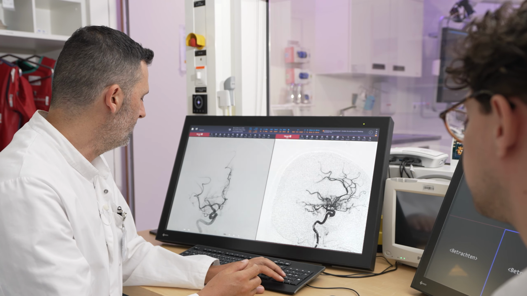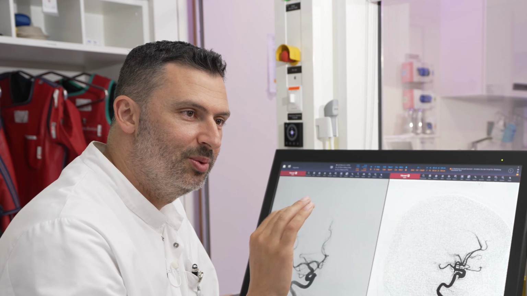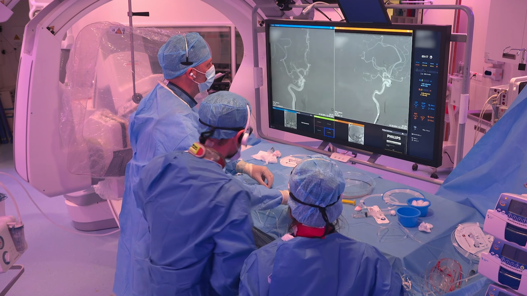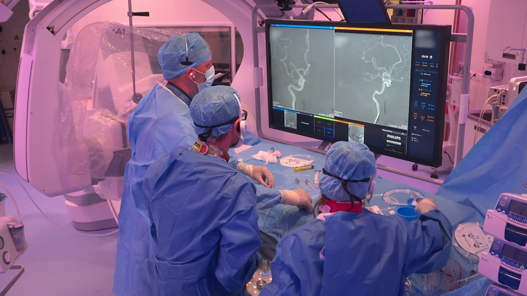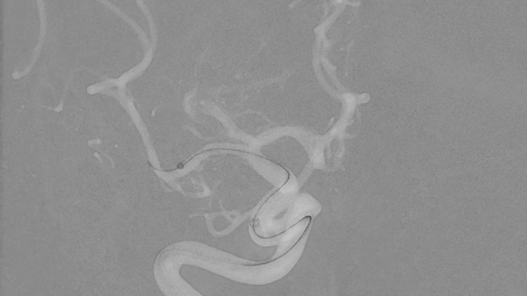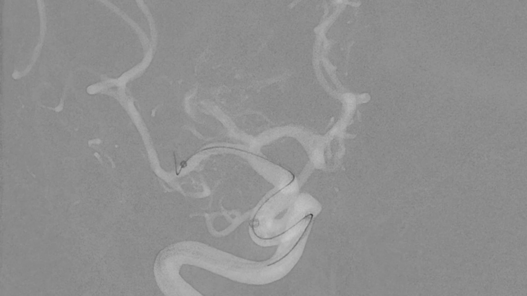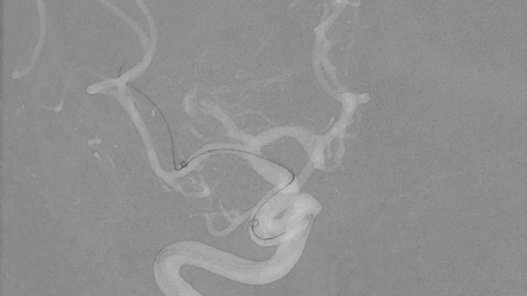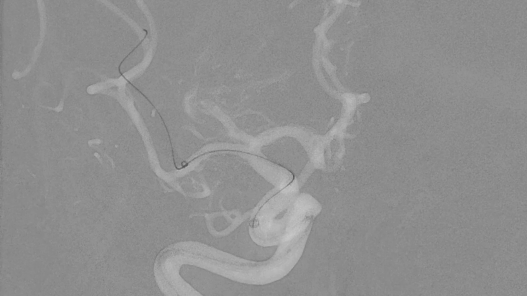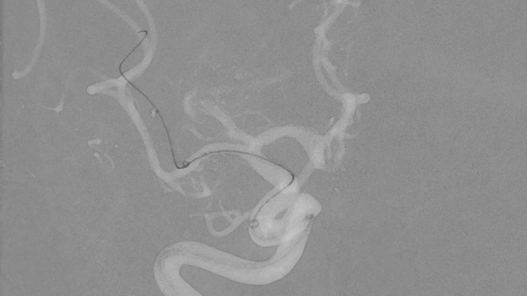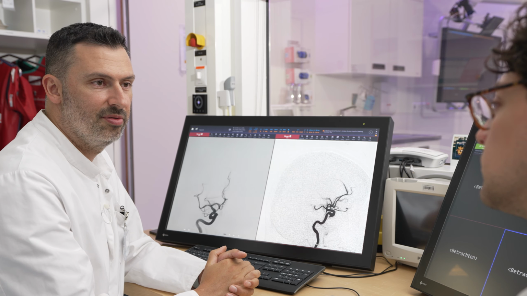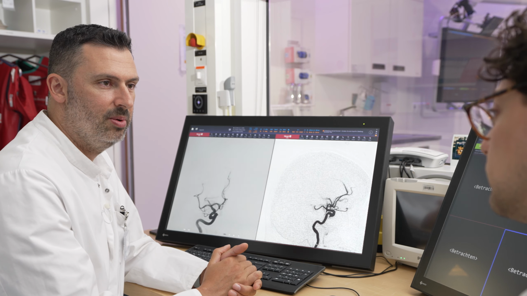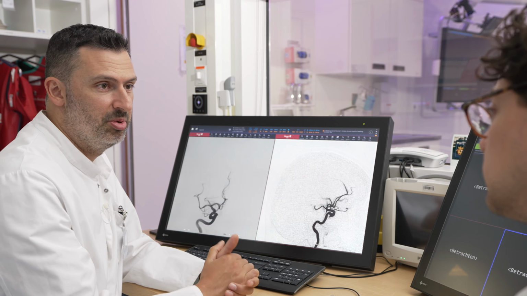So our plan here was to go with the microwire and slowly find our way to the superior trunk. As you can see, we're carefully trying to find this branch. Obviously, you cannot go with a lot of speed and a lot of push and power, because it could be a small lenticulostriate branch. As you can see on the lateral image, it has the contour and the curves of the superior trunk. After going a little bit in there with the microwire, we were sure that this is the superior trunk.